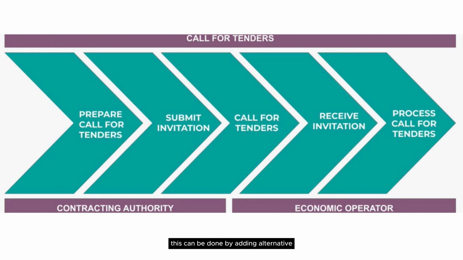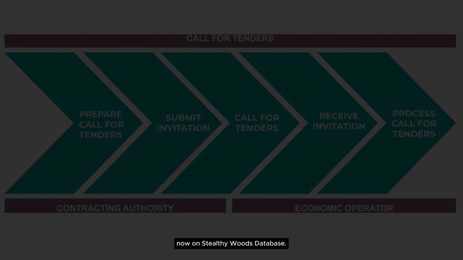In Odoo, this can be done by adding alternative requests for quotation, or RFQs, for different vendors. Once a response is received from each vendor, the product lines from each RFQ can be compared and a decision can be made for which products to purchase from which vendor. So, why don't we try this at our company? Let's see how we can do this right now on Stilty Wood's database.